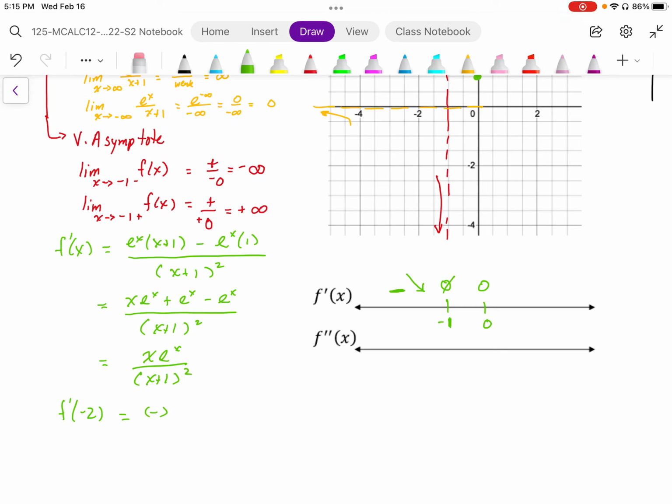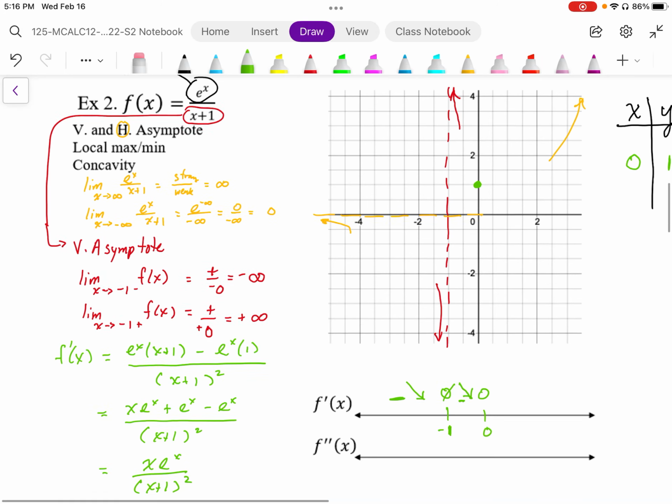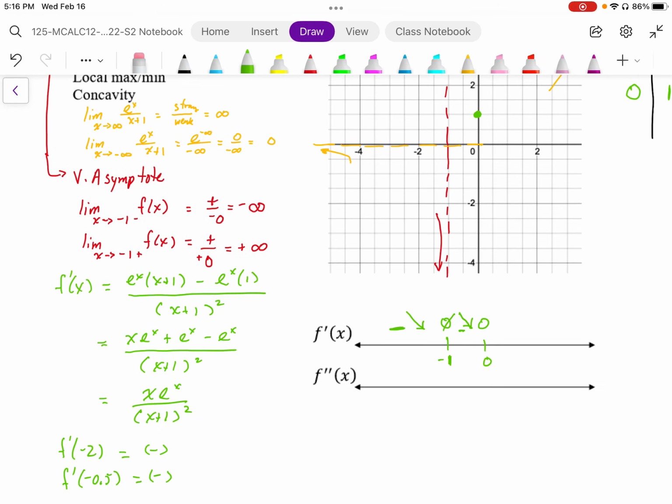On the other side of -1, let's try -0.5. When I plug -0.5 in, I get -0.5 times e to the x, which is always positive. The denominator is always positive. So it looks like it's going to be sloping down through here. So it looks like that's correct, based on my vertical asymptote direction, to confirm this. So it looks like this is a local min.